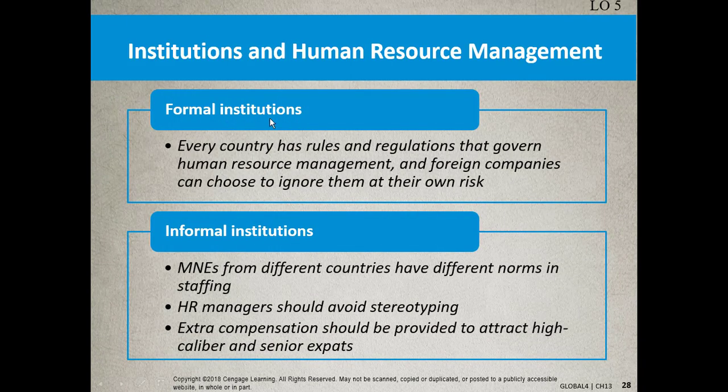In terms of formal institutions, every country has rules and regulations that govern HRM, and foreign companies can choose to ignore them at their own risk. So there's that. Unfortunately, a lot of multinationals have passed on France, and they're going to other Western European countries exclusively because they're worried about unions. And so that's going to affect things. Informal institutions, MNEs from different countries have different norms in staffing. HR managers should avoid stereotyping. And extra compensation should be provided to attract high caliber and senior expats.